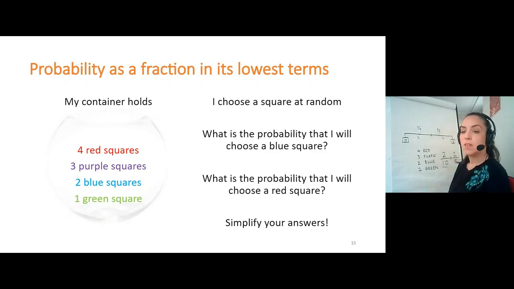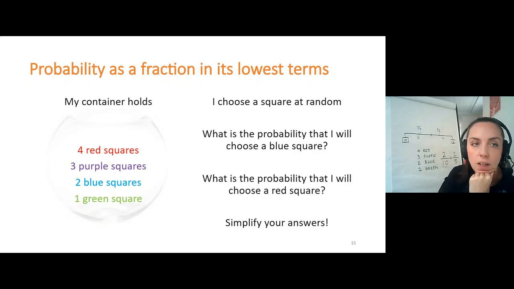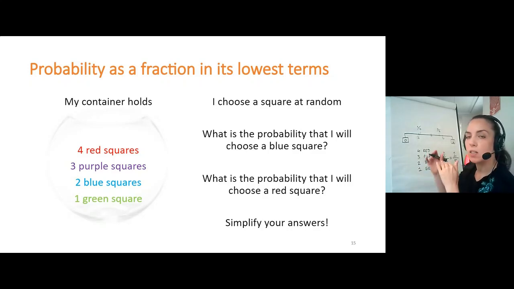You might have your own method for simplifying as well. And obviously, sometimes you will only be able to take it so far. If you end up with a prime number or an odd number that doesn't divide very well, you need to find something I can divide both the top and the bottom by.